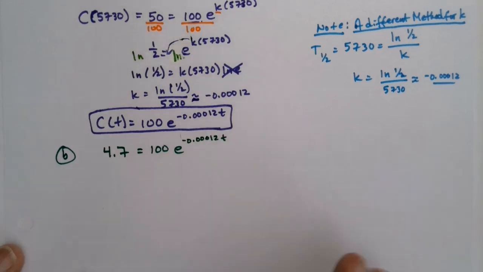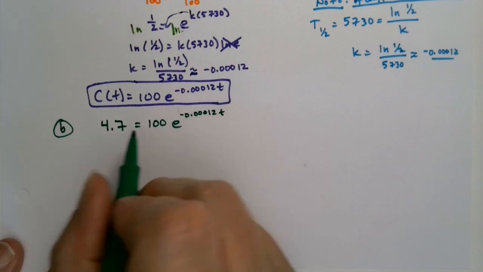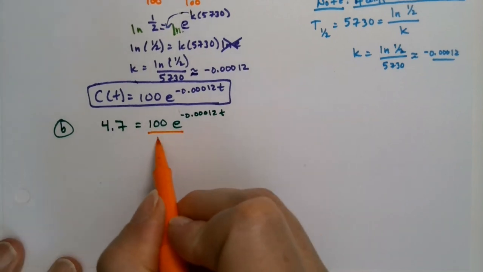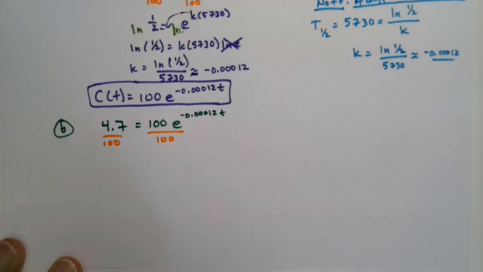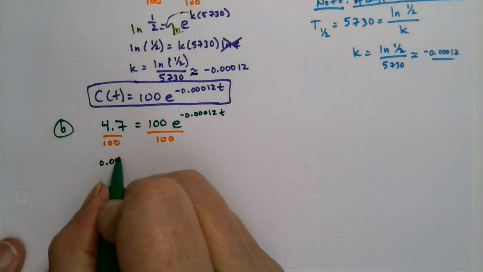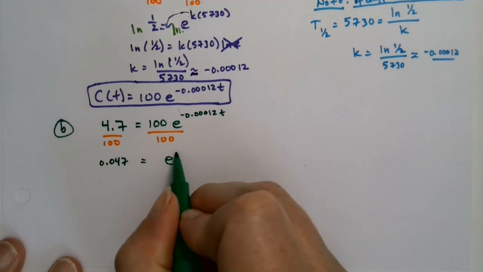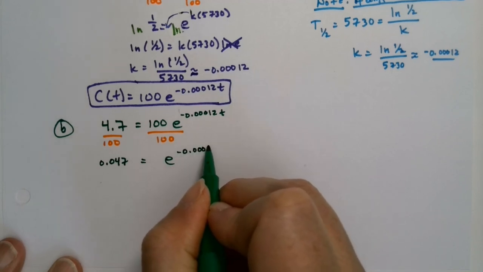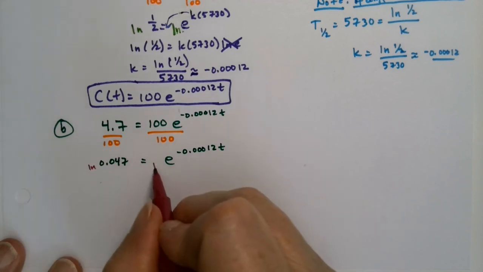And so we're just going to use a little bit of algebra, right? We'll divide both sides by 100. That's just the smart way to go. And you'll be left with 0.047. It moves the decimal 2 spots over when you divide by 100. e to the negative 0.00012t. And again, we're going to take the log of both sides. This comes down in front.